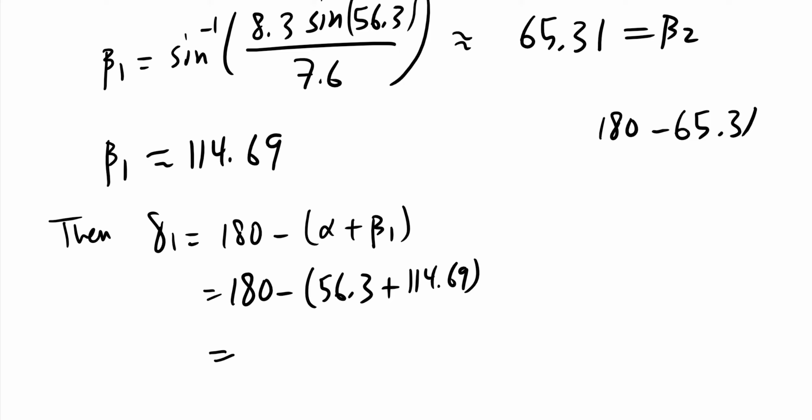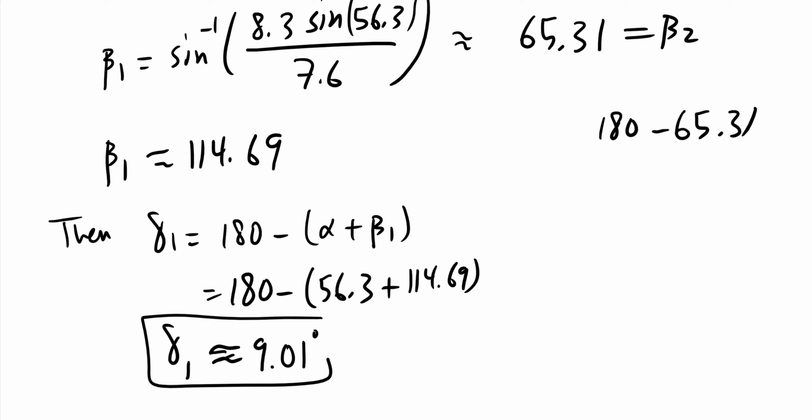What is that going to give us? 180 minus 56.3 minus 114.69. It's about 9.01, so it's about 9 degrees. If you want to put 9.01, that's fine too. So we found all the angles. All the angles are done.